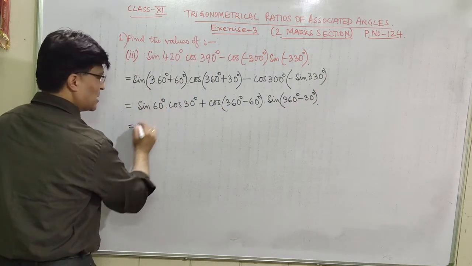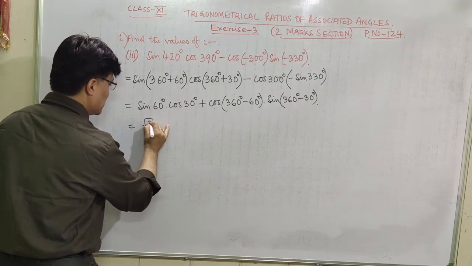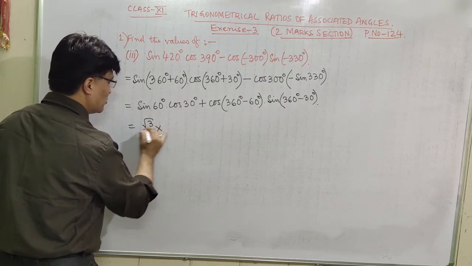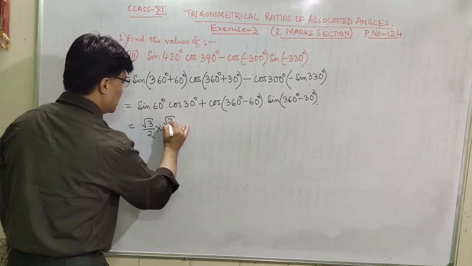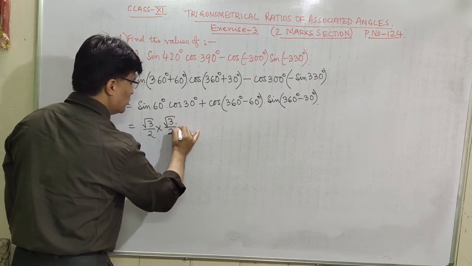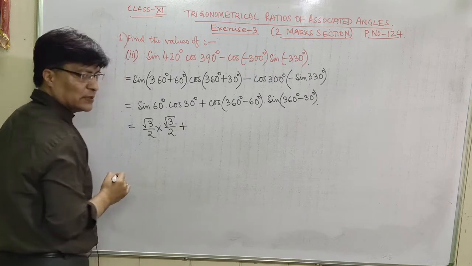So which is equal to, what is sine 60 degree? You know that this is root 3 by 2. The value is root 3 by 2. What is cos 30 degree? This is also root 3 by 2, plus.